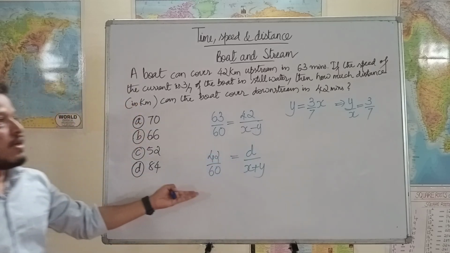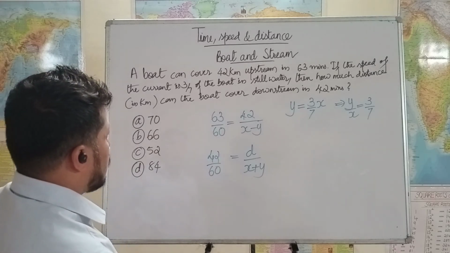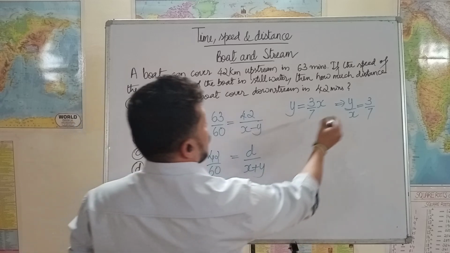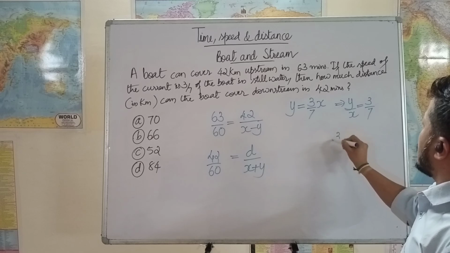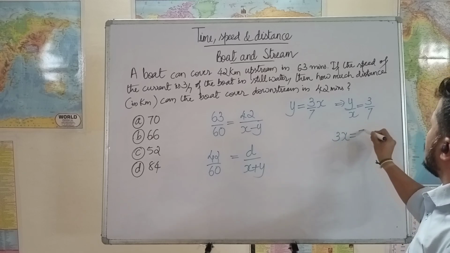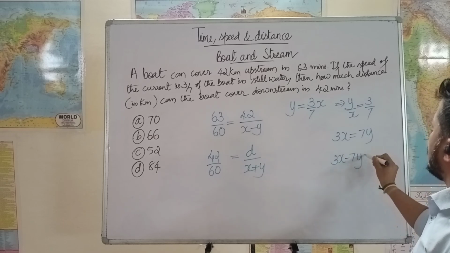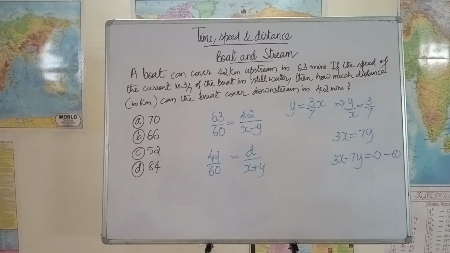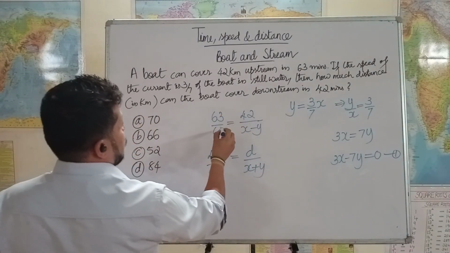So this is the question. Let's see how to solve this. Now we need to find d. So here we have y by x is equal to 3/7, which means 3x is equal to 7y, or 3x minus 7y is equal to 0. This is one expression we have here, and here what we have, let's simplify this.